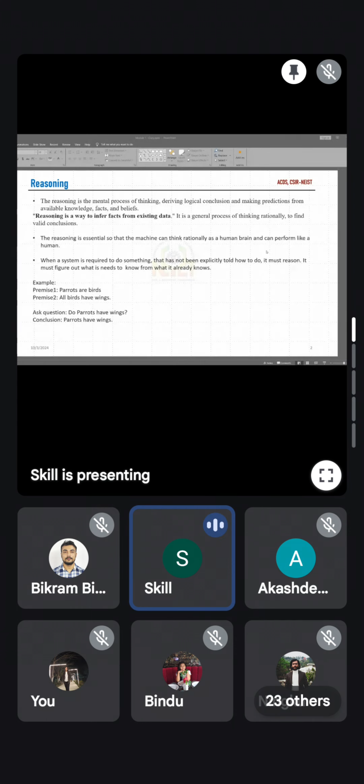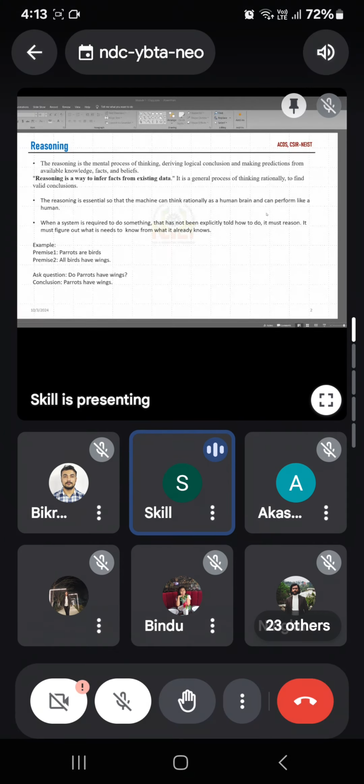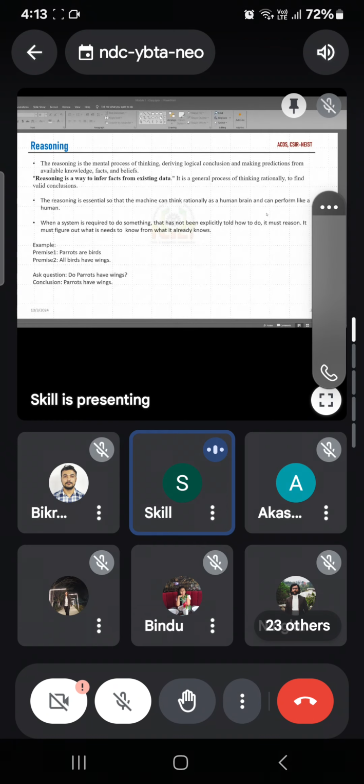Then credit card transactions are also analyzed by the system through automated decision making to analyze unusual spending patterns of the user. Similarly, robotics also uses reasoning to navigate environments, plan actions, and respond to changes in real time. So the different kinds of robots and drones use the same reasoning for decision making.